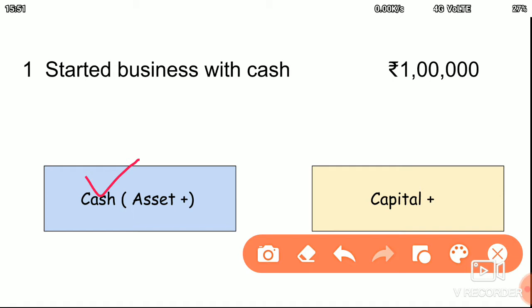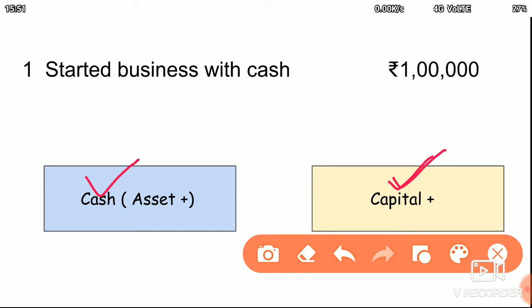So in this case, when the business records, it will increase the capital because the owner is bringing in 1 lakh rupees as capital. So the business will record that capital will increase by 1 lakh rupees. The capital account will increase by 1 lakh rupees because the owner has brought this 1 lakh rupees as capital.